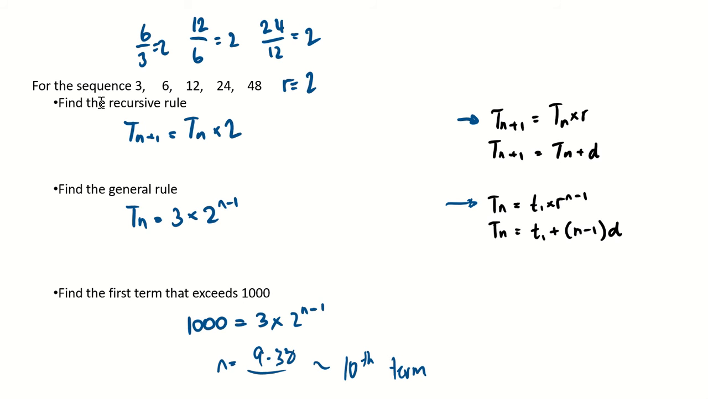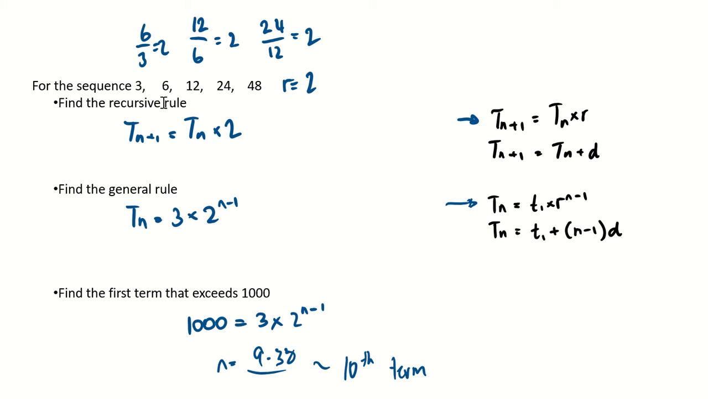So first question, find the recursive rule. This is geometric. Clearly, because the difference between 3 and 6 is going to be much smaller than the difference between 6 and 12. So to prove that it is a geometric sequence and also to find the common ratio, I'm going to take 6 and divide it by 3, which you can see I've done here. 12 divided by 6 is 2, and 24 divided by 12 is 2. You can do that as many times as you want, and you'll always get a common ratio of 2.